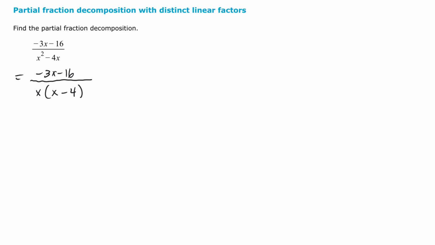Now, we're going to do most of our work off to the side just to keep things neat. So how do we break up a fraction that has linear factors in the denominator? The way we do that is simply set this equal to a constant over the first linear factor plus another constant over the second linear factor. Now our goal is to solve for a and b. If we get a and b, then we have actually decomposed the original fraction.